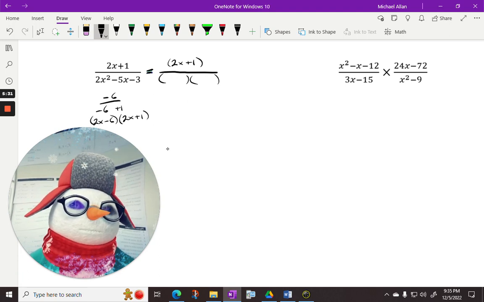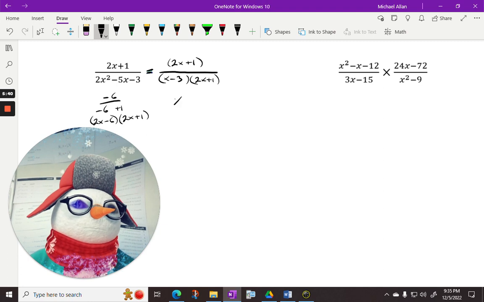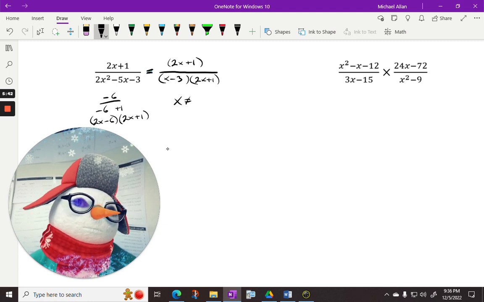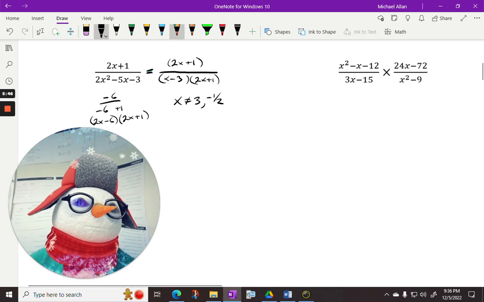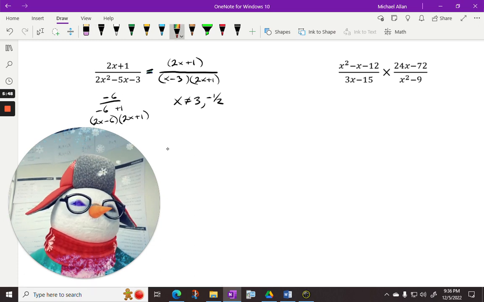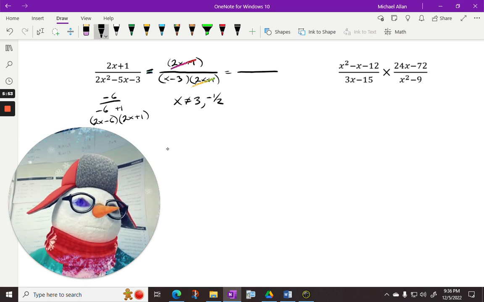So I reduce them down if I can. The first one there I can divide by 2, so I will, and the second one I can't do anything with. Maybe before I cross them off, let's just talk about the non-permissible values. So we got 3 and -0.5. And then I go over here and I say, oh, I can cross those two off because they're the same. And my final answer is going to have an x minus 3 on the bottom.